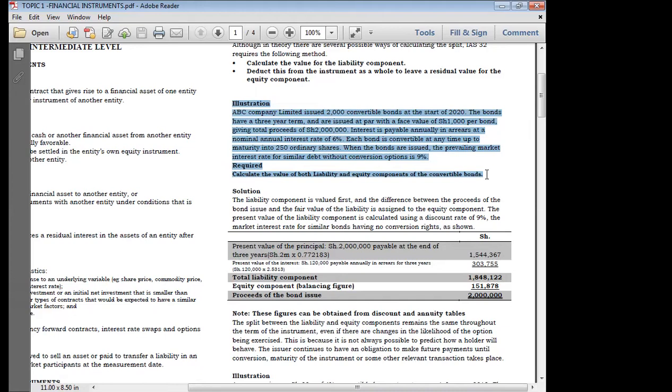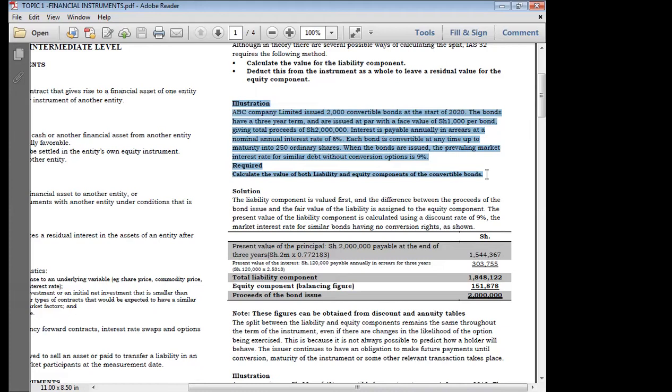Being told that the interest is payable in arrears means that the interest is payable at the end of the year. I hope in FM you have looked at the two types of annuity: the annuity due and the ordinary annuity. Each bond is convertible at any time up to maturity into 250 ordinary shares. When the bonds are issued, the prevailing market interest rate of similar bonds without the conversion option is 9%.